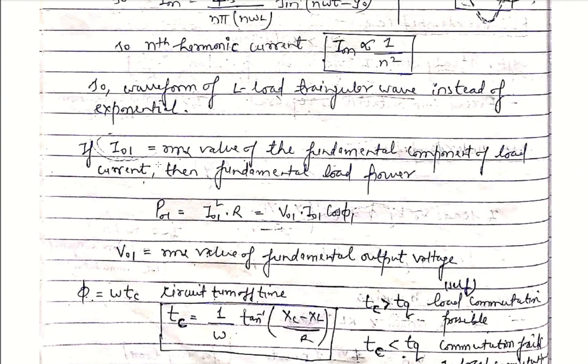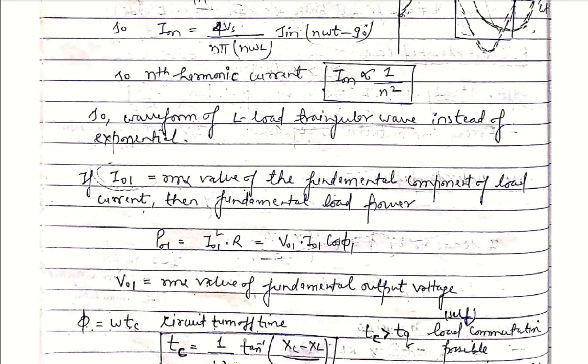I01 equals the RMS value of the fundamental component of load current. How will we calculate the fundamental component? Simply by putting n equals 1 in the Fourier series. Then we calculate the fundamental load power. How do we calculate fundamental load power? It equals I01 square into R, or V01 RMS times I01 RMS times cos phi 1. What is cos phi 1? It is the fundamental displacement factor. So phi 1 is the angle between the fundamental voltage and the fundamental current. What is V01? It is the RMS value of the fundamental output voltage.